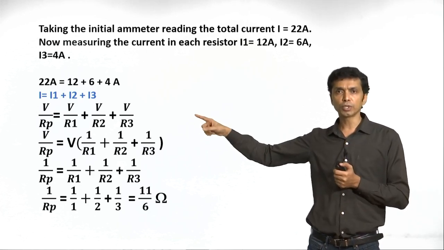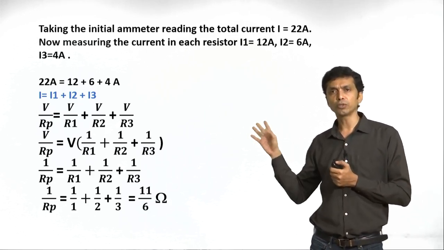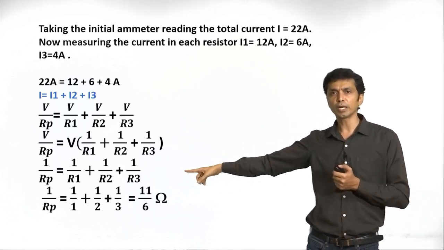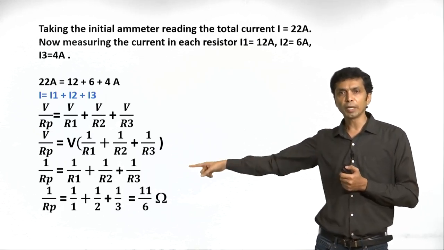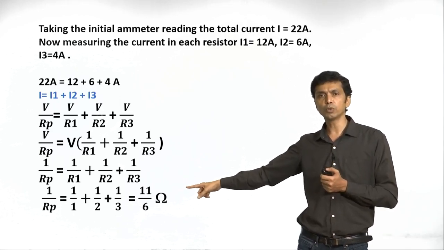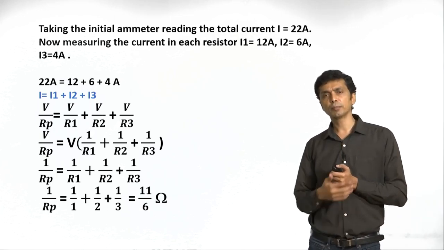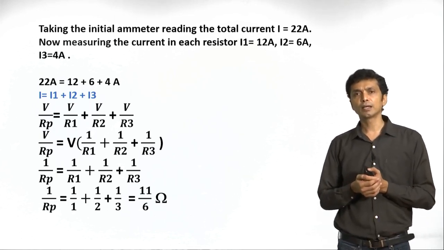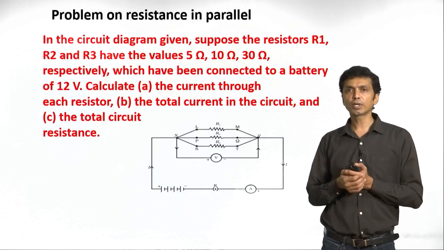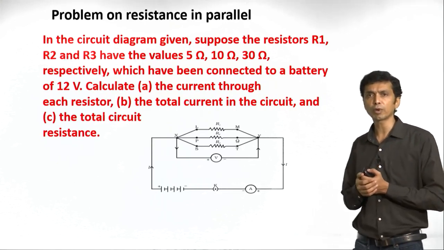Now we will substitute in place of I, V by R1, V by R2, V by R3. So by taking common V, we will get 1 by R1 plus 1 by R2 plus 1 by R3. So 1 by Rp is equal to, we will substitute the values of resistances, 1 ohm, 2 ohm, 3 ohm. So the total equivalent resistance of a circuit in parallel is 1 by Rp is equal to 11 by 6. So remember what all the observations we made.